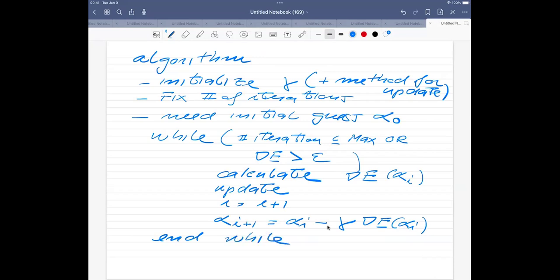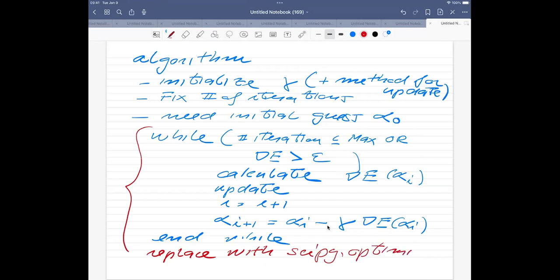This is the basic method you're going to implement. And you can replace everything which you have here with a function from SciPy or other programs. Let me just write that one correctly here. With SciPy, for instance, scipy.optimize, and we are going to look at an example on how you can do that.